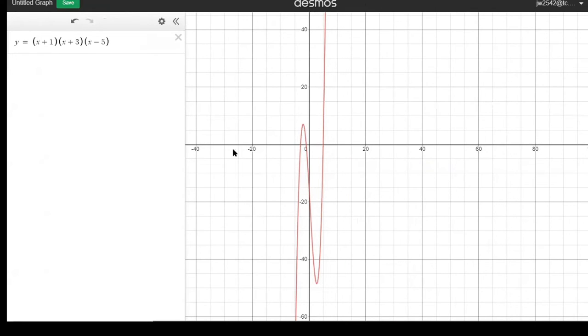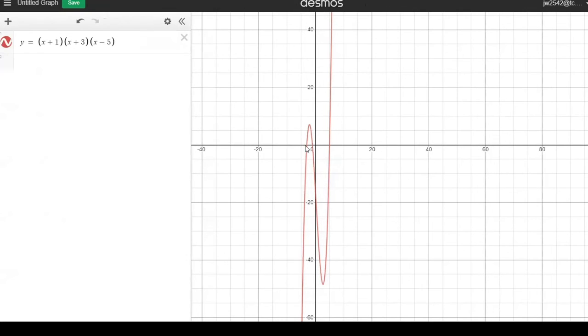All right, so here's the cubic graph. It has 2 turns. And more importantly, if I hover over the graph, you can see that those are the 0 values or roots. -3, -1, and 5 because they're the opposite signs. We could also write this in a standard form. Well, I guess I'll have to do it one step at a time.